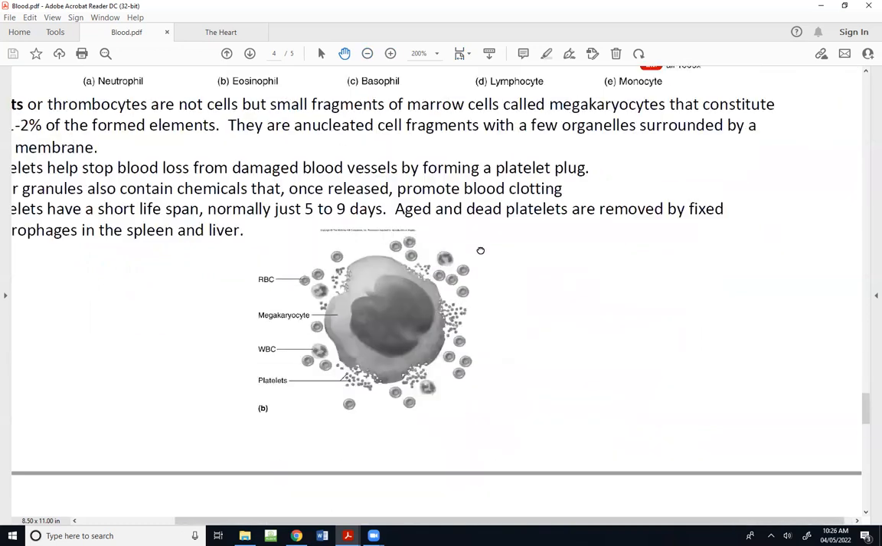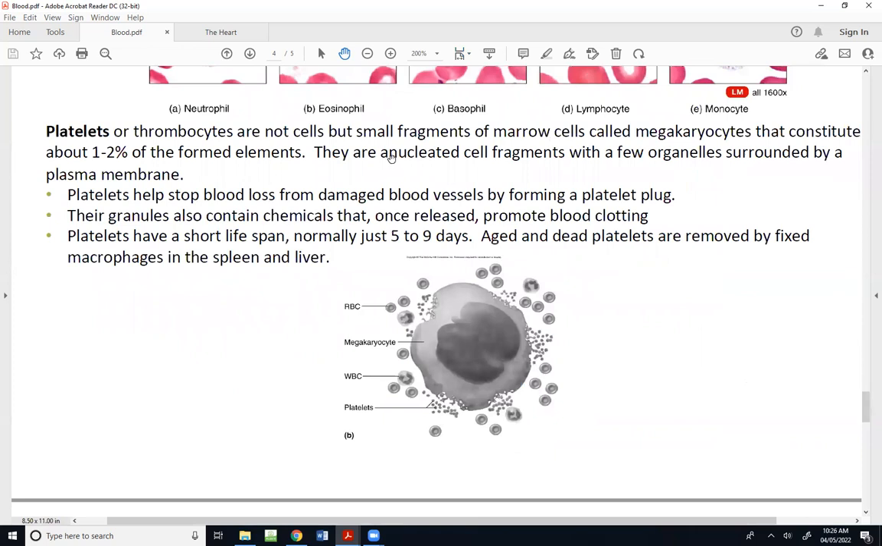A platelet is an anucleated cell fragment, so it's not nucleated. It does have a few organelles, and it's surrounded by a plasma membrane. They have a very short lifespan, only about a week before they need to be removed by macrophages in our spleen and liver.